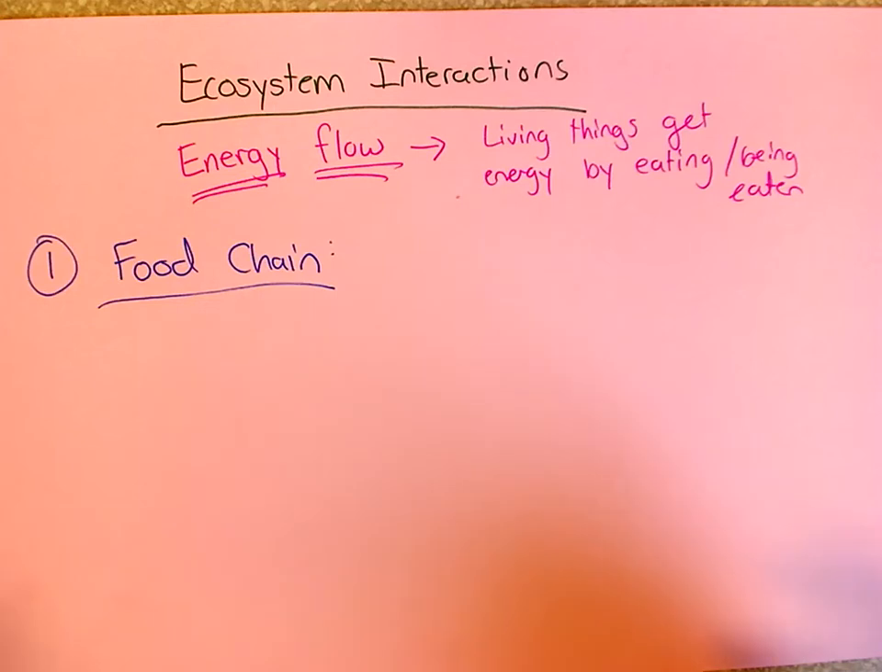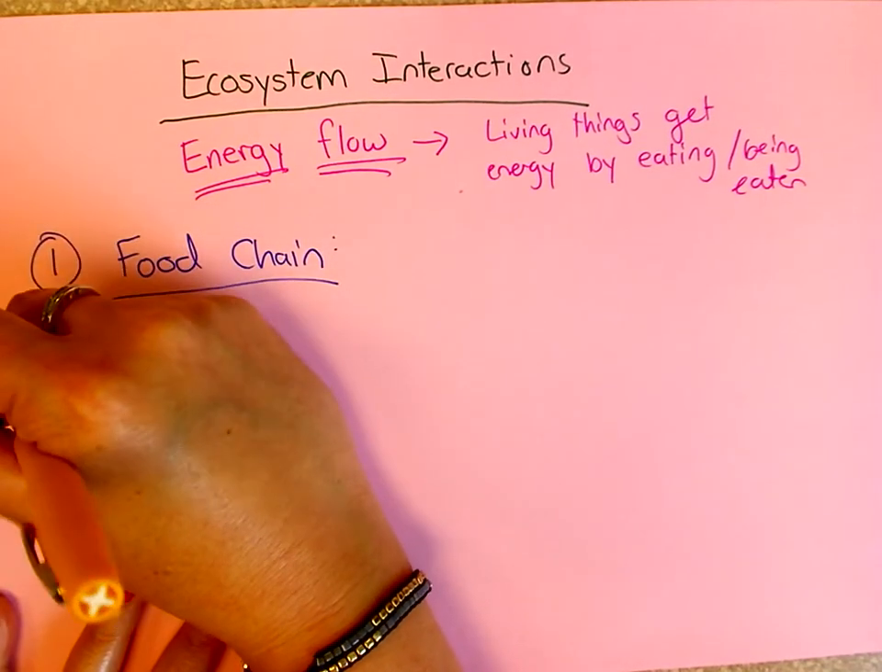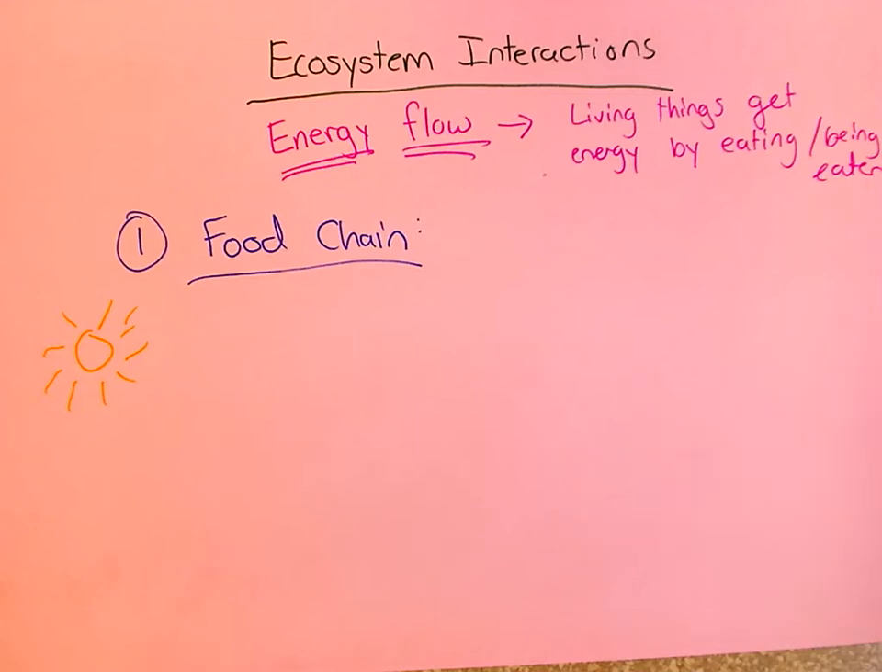So the first part of a food chain has to have the origin of the energy, where the energy has come from. So we know that all energy on Earth, no matter how we trace it, is going to have come from the sun. Okay? All energy comes from the sun. That's the source of energy.